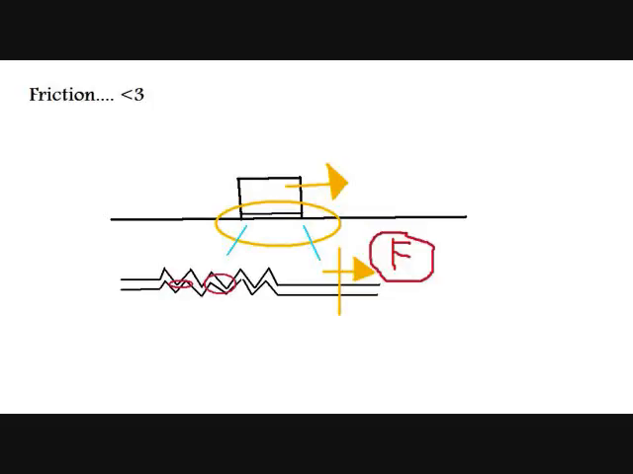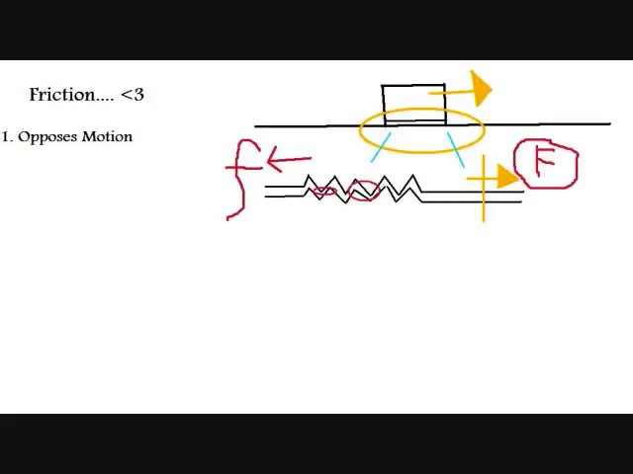Like if you try to pull on a block this way with a force F to get these rough surfaces to drag over each other, it's going to be a bit resistive. It won't just go automatically and easily by itself, and so it's almost like there's a force going this way. That's called the frictional force, and I'll just write a script F like that. So there's a couple things to know about friction. One, it always opposes motion.